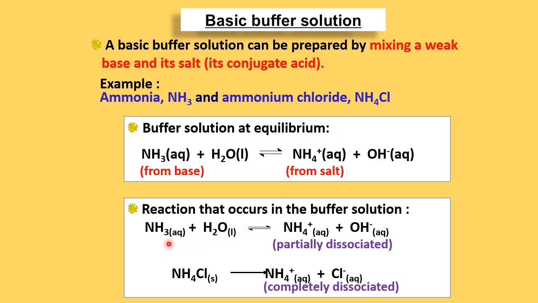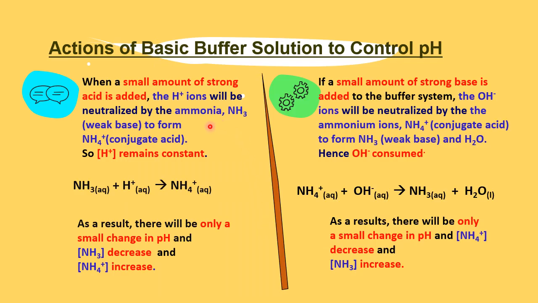Okay, so these are the two equations that occur in the buffer solution: weak base partially dissociated and the salt completely dissociated. Completely is a one-way arrow, partially is reversible. So this is the explanation of the action of basic buffer solution in controlling pH. The concept is still the same.